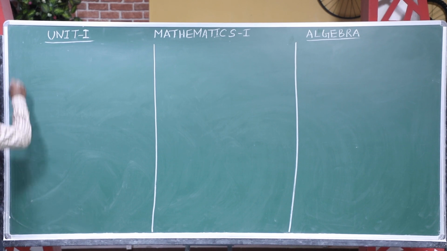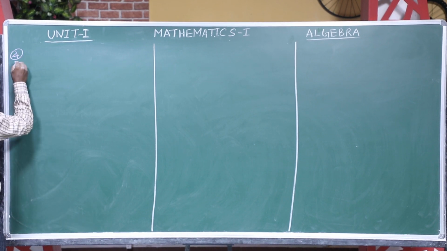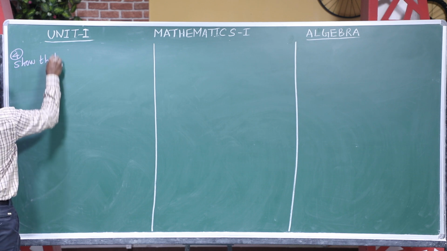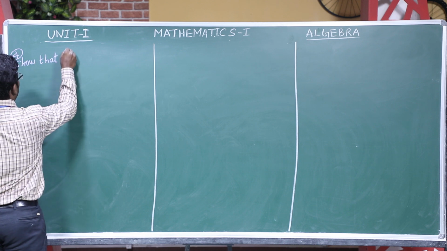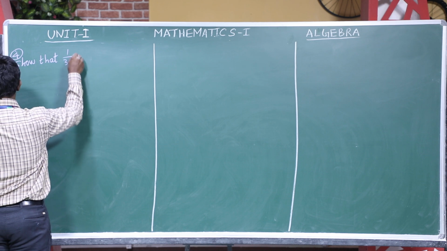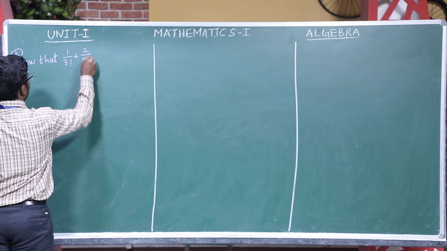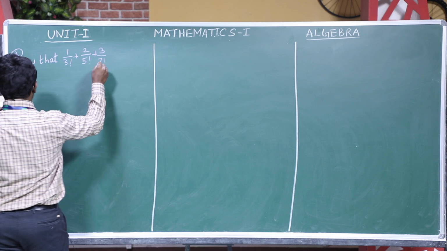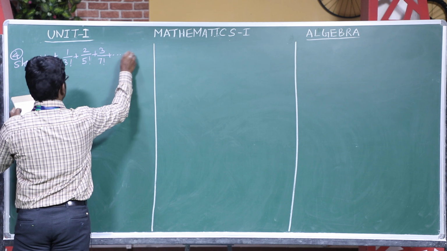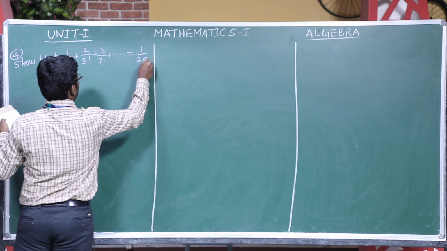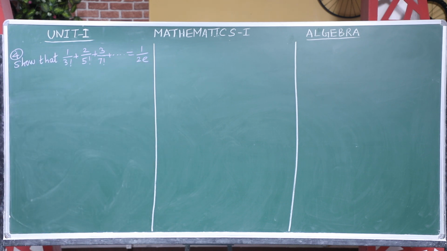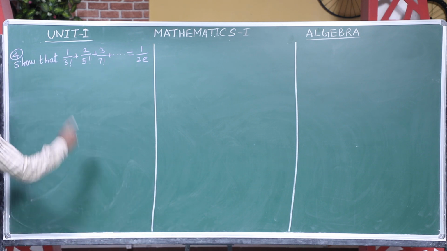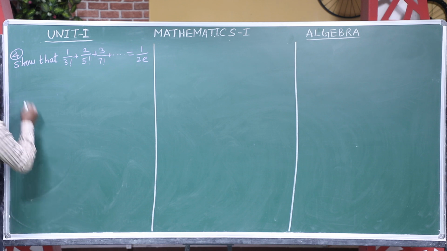Next, show that 1/3! + 2/5! + 3/7! + etc. is equal to 1/(2e). So we will take the left-hand side, then finally we can prove the right-hand side, 1/(2e). The final answer is 1/(2e).